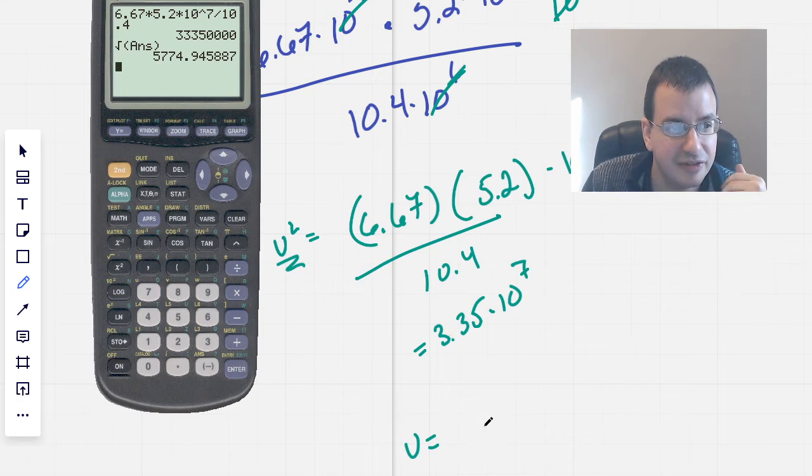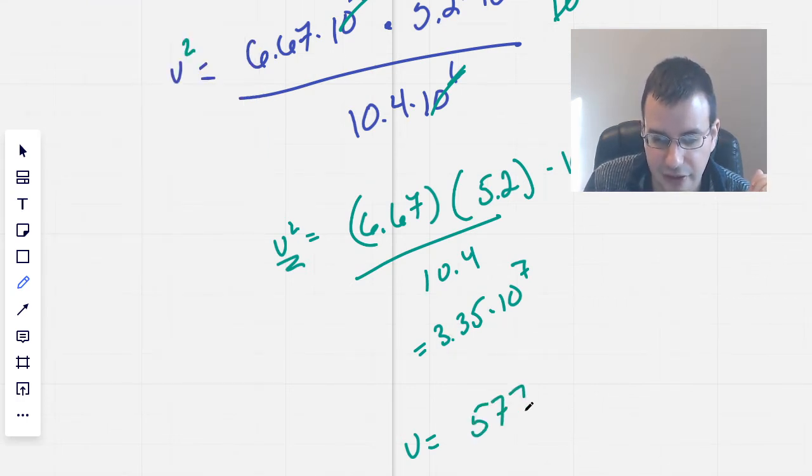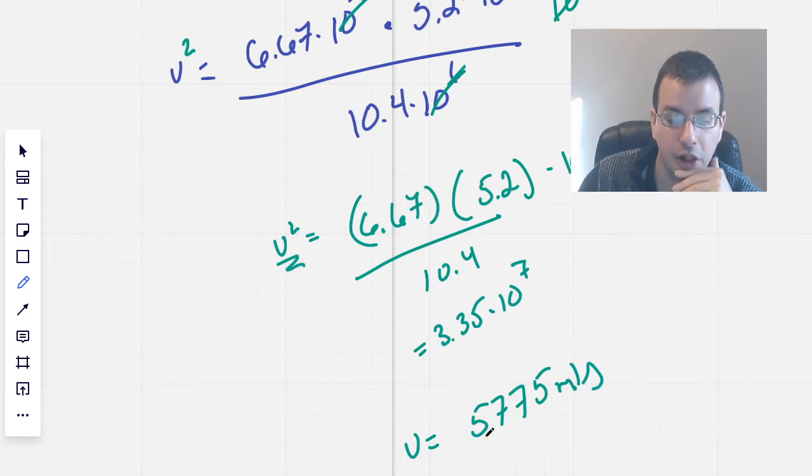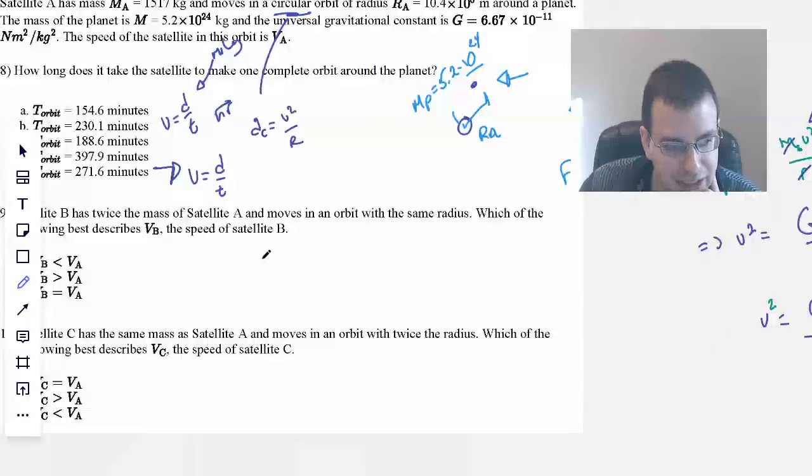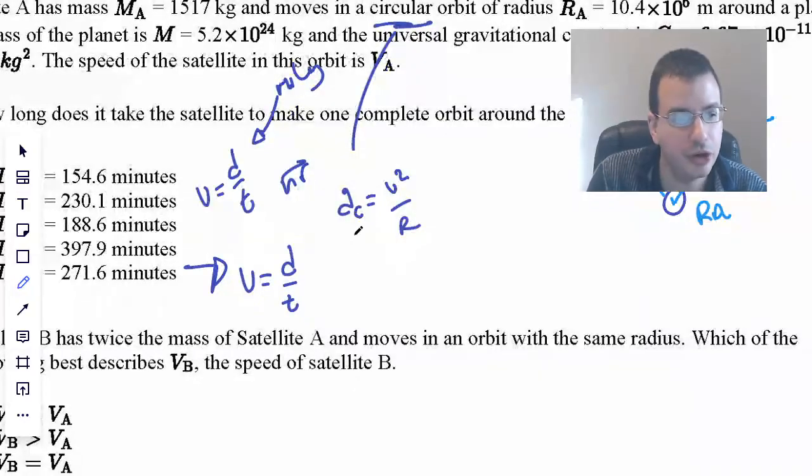So 5774.9, which I'm going to call 5775 meters per second, because it's nice and symmetrical. Okay, so we got the speed. So we're looking for time.